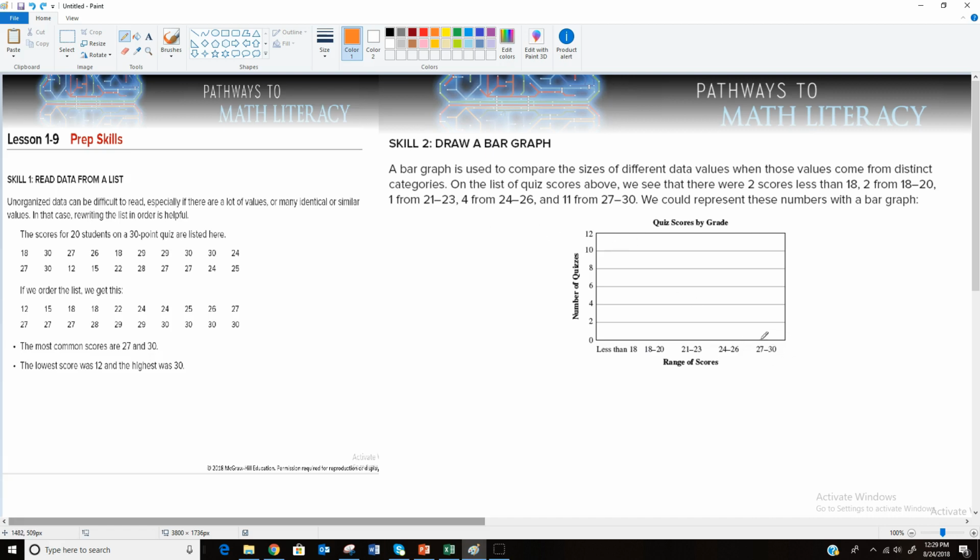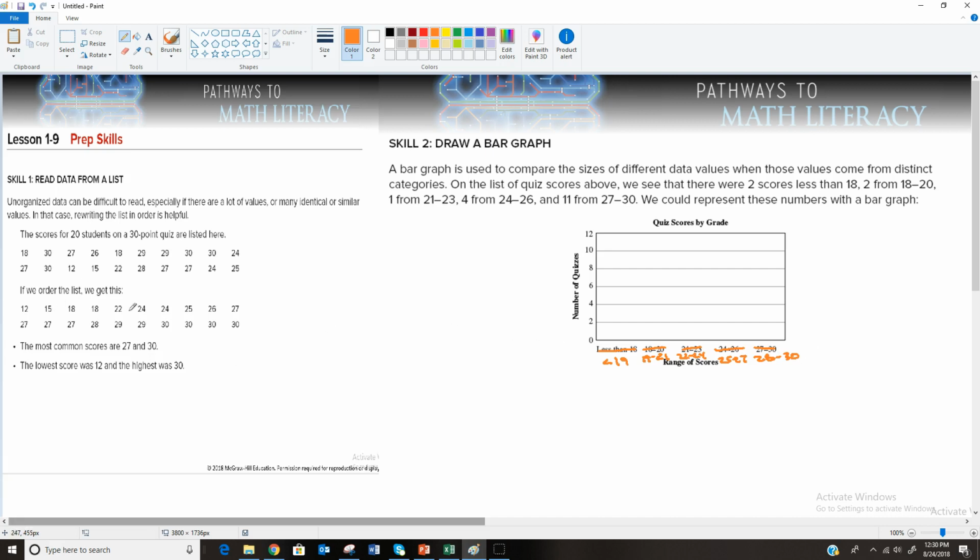Okay, so if we go back and we change these to the 3 scores in each interval, that would make this 28 to 30. That would make this stop at 27. So this would be 25 to 27. That would make this one stop at 24. So that would be 22, 23, and 24. This would stop at 21, which would make this 19 to 21. And then our lowest one would be less than 19. So less than 19, 19, 20, and 21, 22, 23, and 24, 25, 26, and 27, 28, 29, and 30.